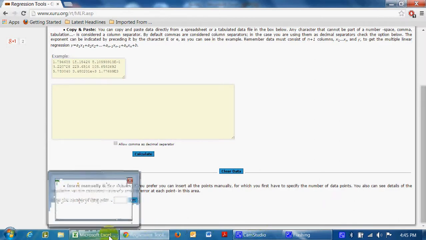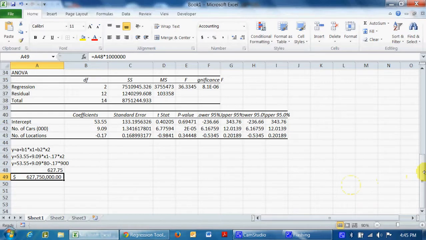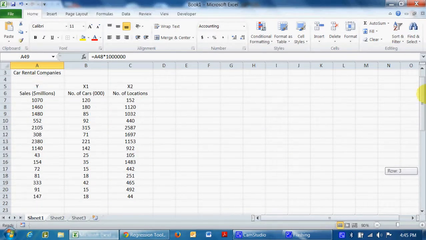Well, luckily, it's pretty easy to enter things into that box. But there is one change to the data we need to make. The data cannot be entered with Y on the left followed by your X columns. It actually has to be your X columns with the Y over here.